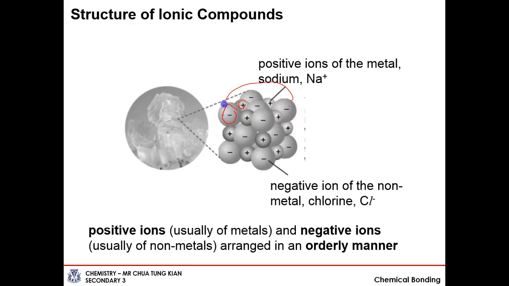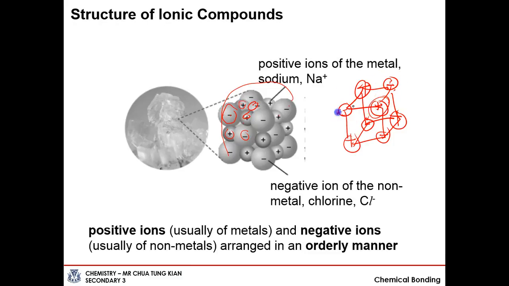So if I simplify this diagram, let's say I just draw this 4, this 2, and the 2 that are below this, it will look something like this. Minus, plus, minus, plus, plus here, minus here, plus here, and minus here. So notice that the cations can attract the neighboring anions. So all this attraction gives rise to the ionic bond, and they are arranged in an orderly manner. Why? Because if it is not orderly, the bonds will break.